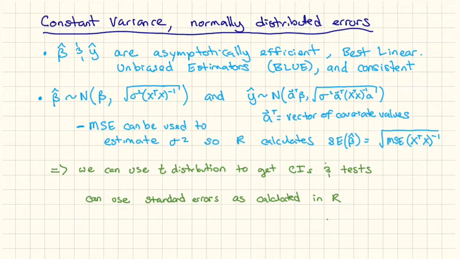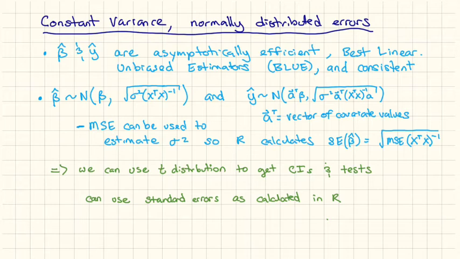So what all of this means is that since R is going to output this standard error for our betas and use that when we're calculating confidence intervals or whatever, or predictive intervals even, we can use the output from R and its standard errors to do our tests.